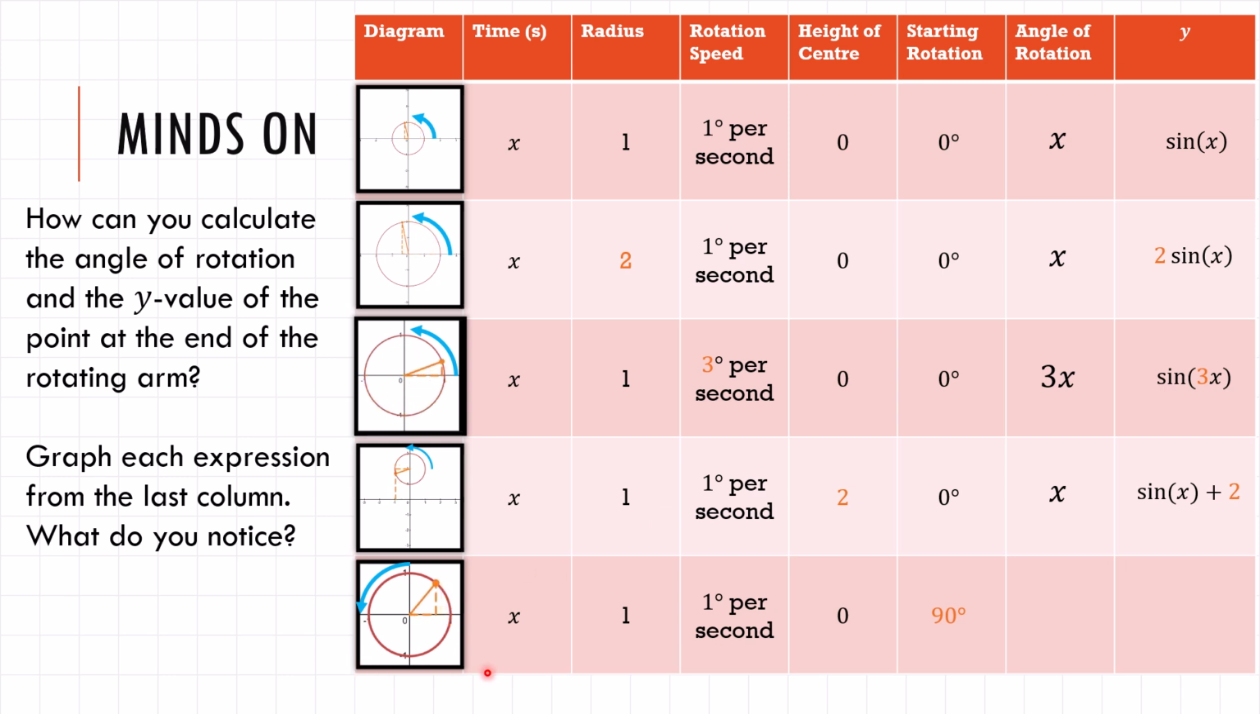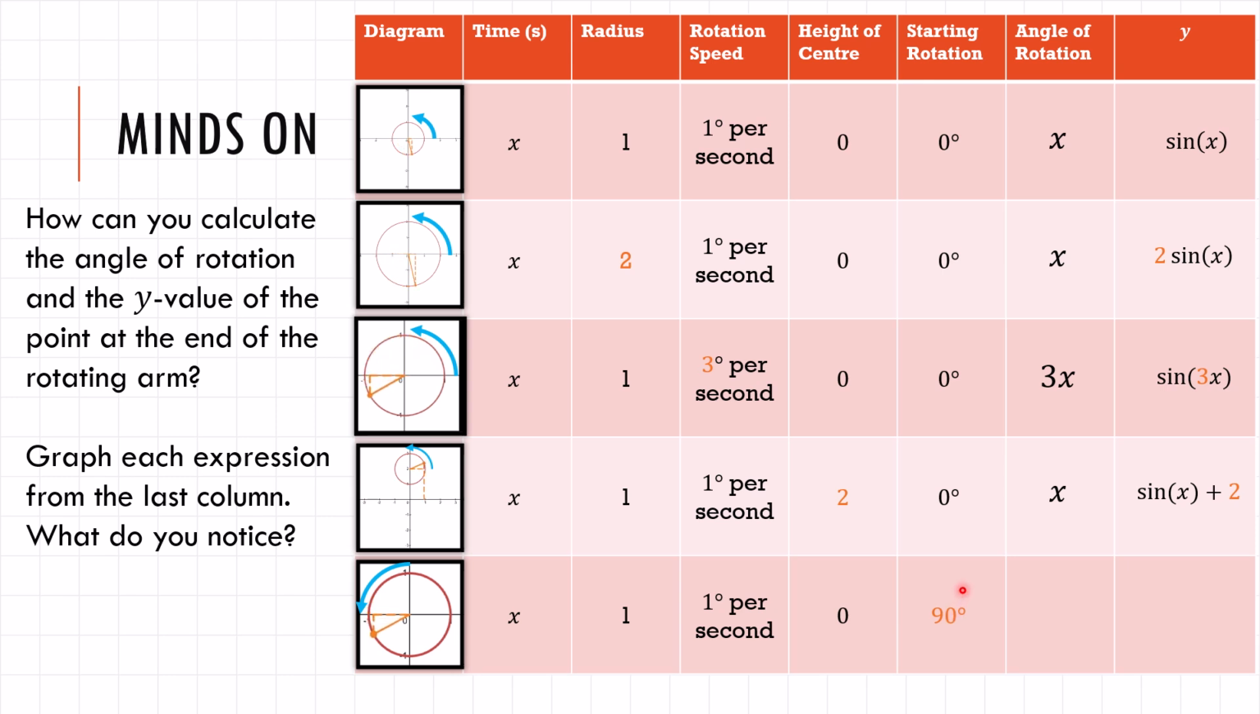Finally, see if you can figure out this last row to see what the y coordinate would be if the point doesn't start on the right like it does in each of these, but it actually starts at the top with an initial starting rotation of 90 degrees.